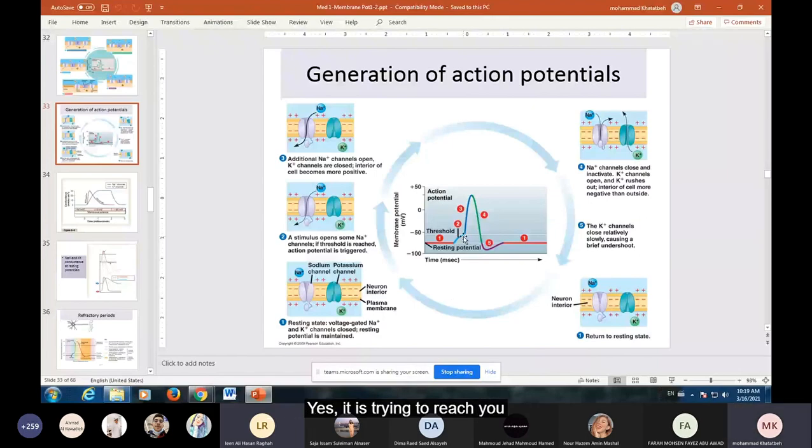Yes, it is trying to reach the equilibrium point for sodium, but we are not reaching that actually.